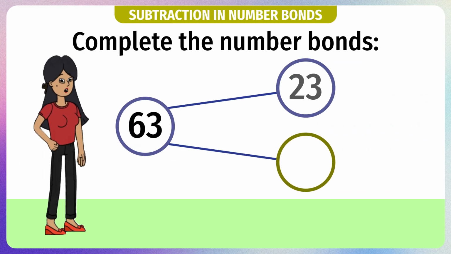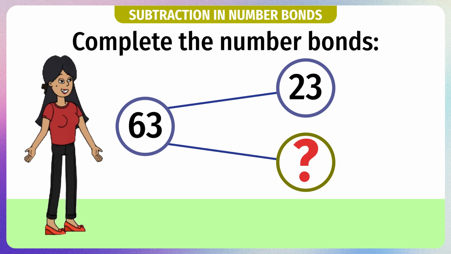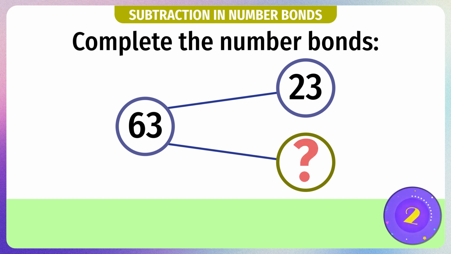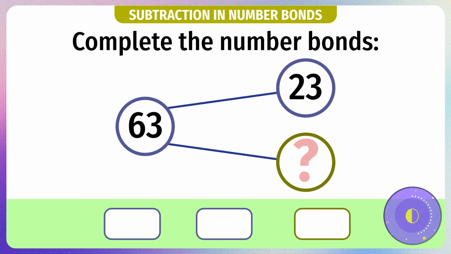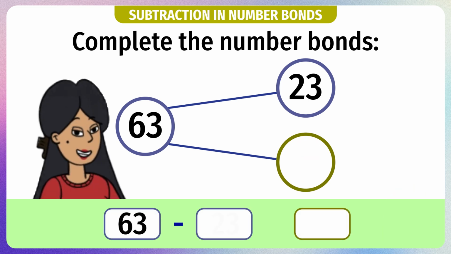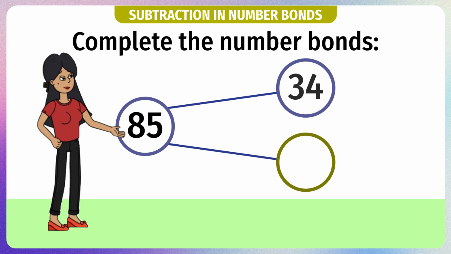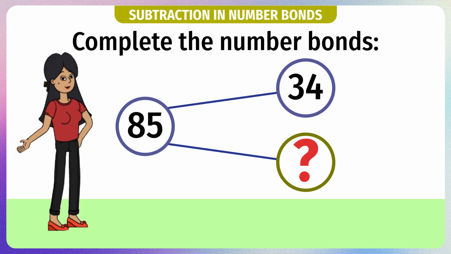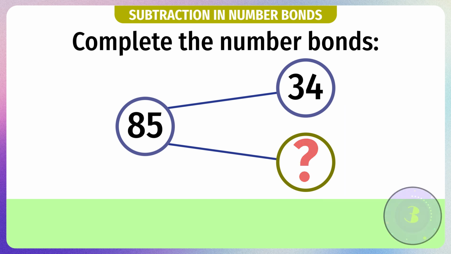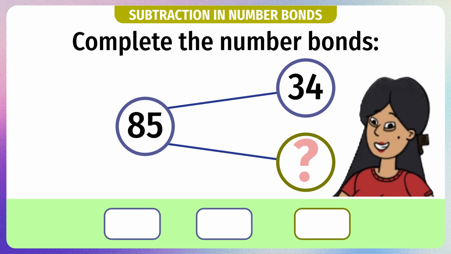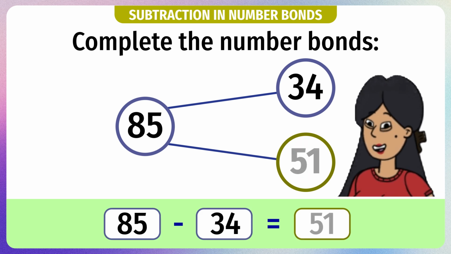23 and a number added together make 63. The number is? The answer is 63 minus 23 equals 40. 85 can be made by adding 34 and which number? The answer is 85 minus 34 equals 51.